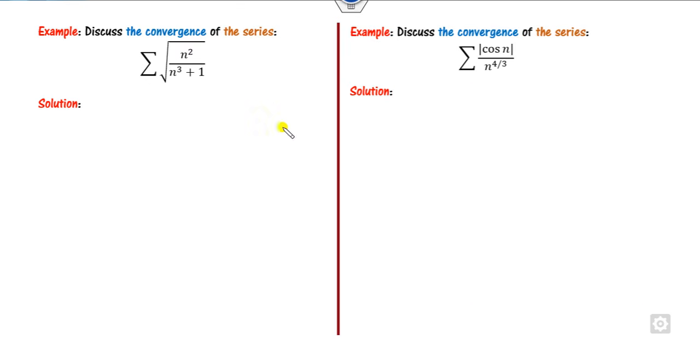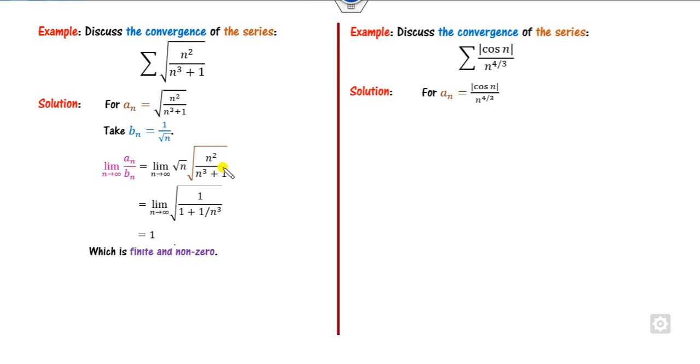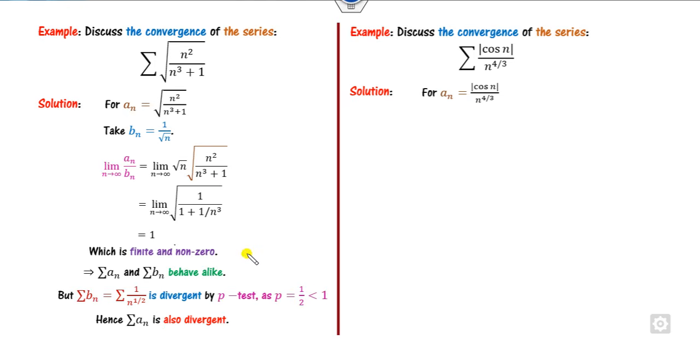Look at the last examples. How do you find the bn from here? The largest power is n square, the denominator is n cube, so it will be 1 by root n. So you can find it, and which is easily a divergent series.